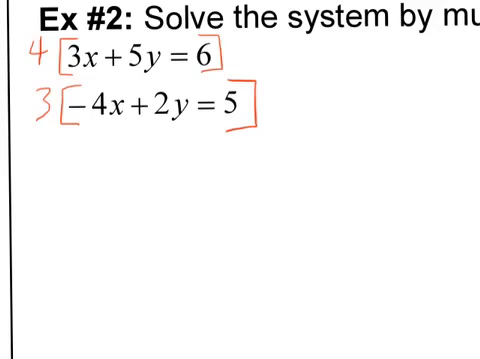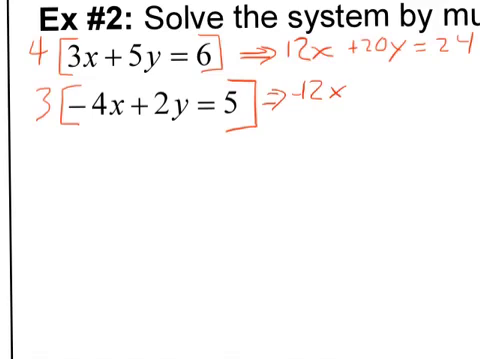I'm going to do 4 times 3x, and that's going to give me 12x. 4 times 5y, that's going to give me 20y. And 4 times 6, it's going to give me 24. And now I'm going to do the same thing with the bottom one. 3 times negative 4 gets me negative 12x, which is what I wanted. 3 times 2y gives me 6y. And 3 times 5 gets me 15. Okay? Let's add these equations now.